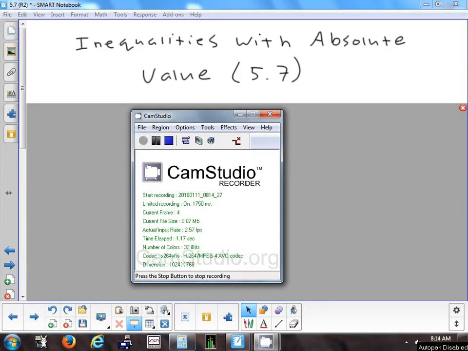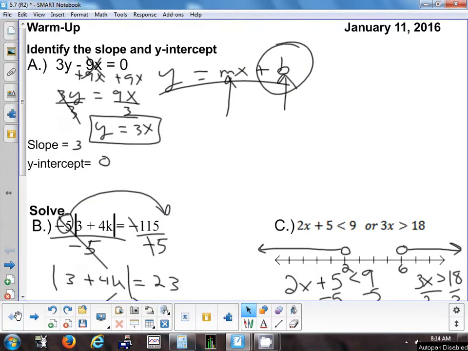All right, so today we're going to look at section 5.7, which is on solving not equations with absolute value, but inequalities. Basically just like warm-up problem B, except change that equal sign to a less than, a greater than, and so on.